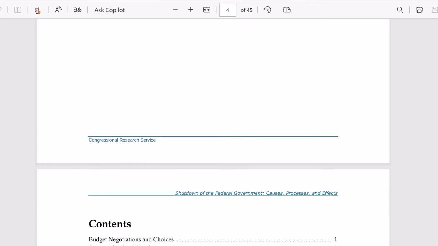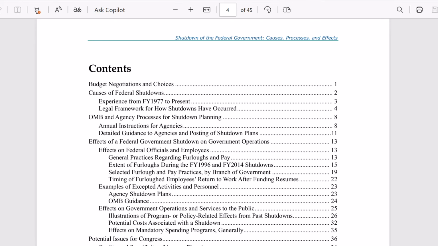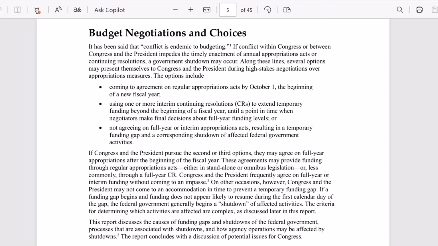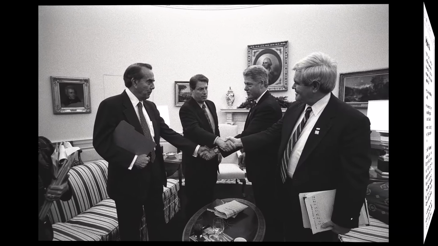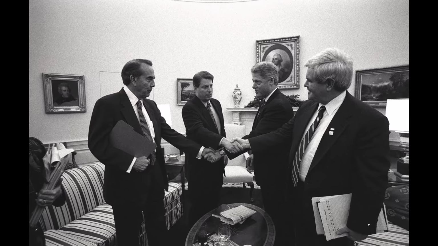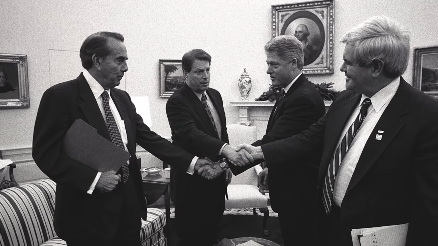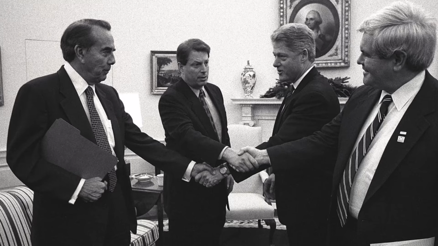If regular appropriations bills are not signed into law before the start of the new fiscal year, then Congress can pass a continuing resolution, sometimes referred to as a CR, which provides temporary funding in the interim period before regular appropriations bills are passed. However, if a new fiscal year begins or a continuing resolution expires without Congress appropriating new funds, then there will be a lapse in funding and a government shutdown.